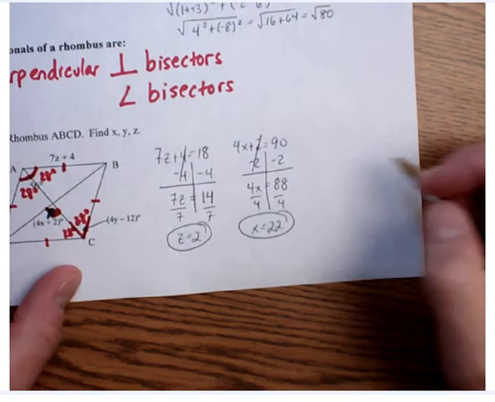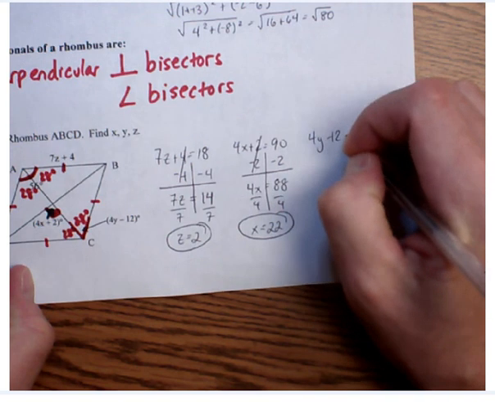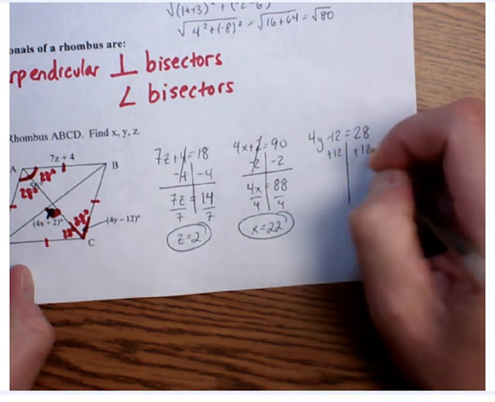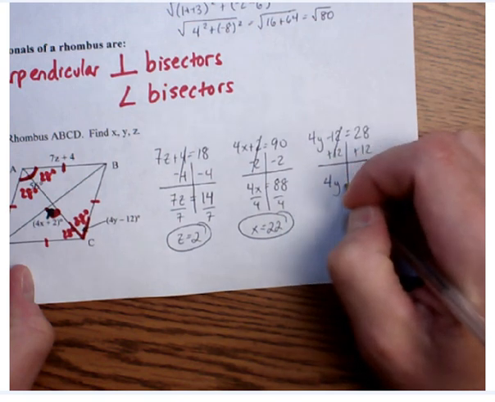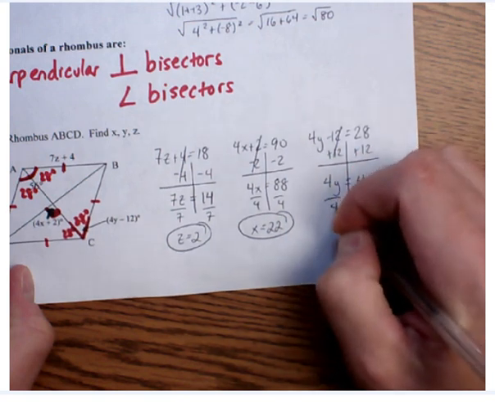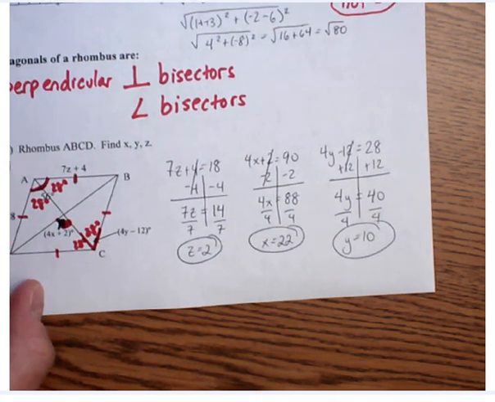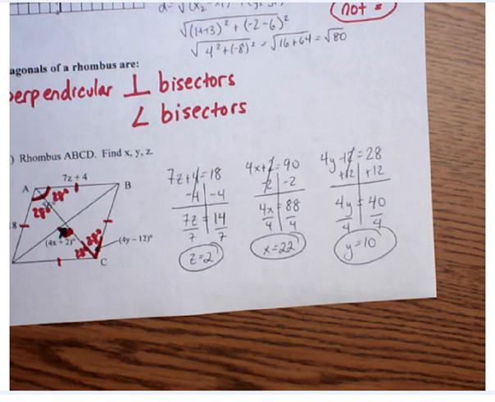So I'll come over here. 4y minus 12 equals 28. And we'll solve it. Plus 12 plus 12. We get 4y equals 40. Divide by 4. And y is equal to 10. Now I'm going to stop the video here and then we'll turn it on to the back.